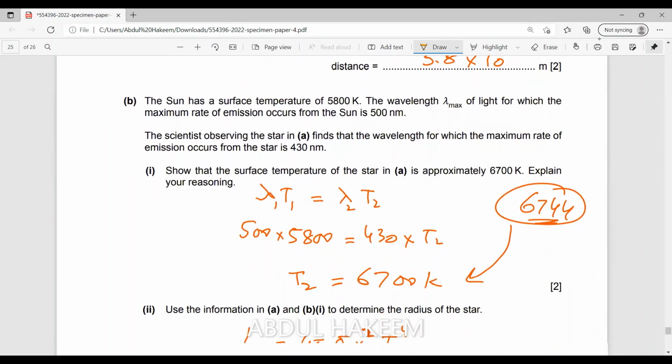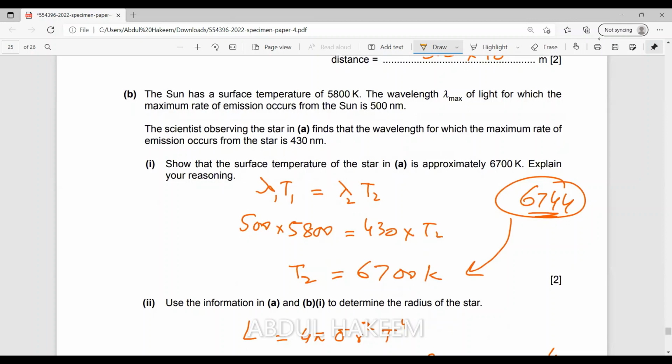The sun has a surface temperature of 5800 Kelvin, and the wavelength lambda max of the light for which the maximum rate of emission occurs from the sun is 500 nanometer. The scientists observing the star in A find that the wavelength for which the maximum rate of emission occurs from the star is 430. Show that the surface temperature is approximately 6700.